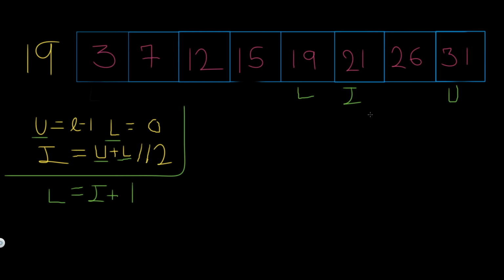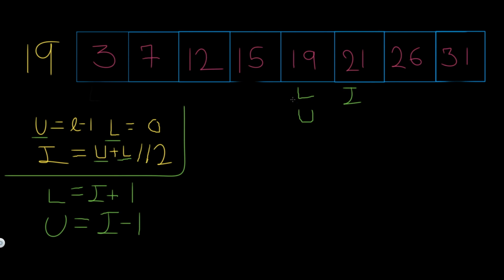Now we will do the same process again. We check if the element at the I position of the list is equal to the element that we are searching for, and 21 is not equal to 19. Now we know that 19 is smaller than this element. When the element that we are searching for is smaller than the element we have got, which is 21, we will change the value of U. So U equals I minus 1. I is at 21, so this U will be at 19. So let's write U here, and let's erase that U out.